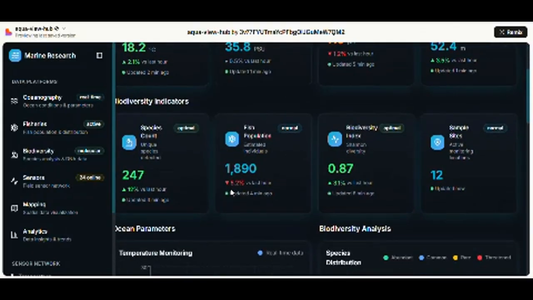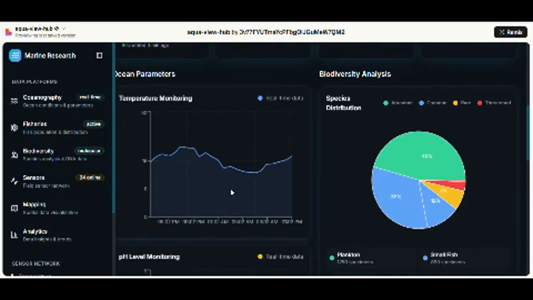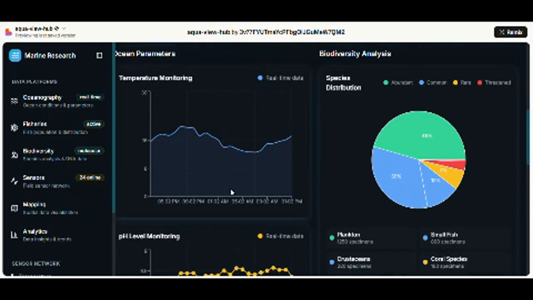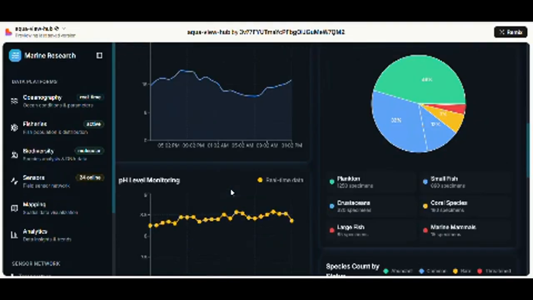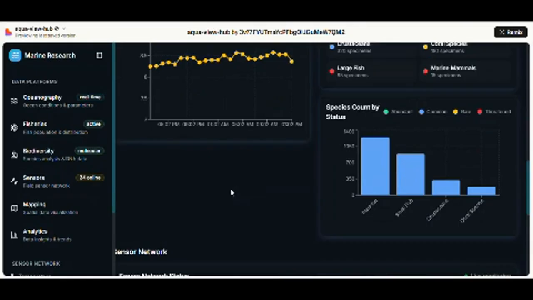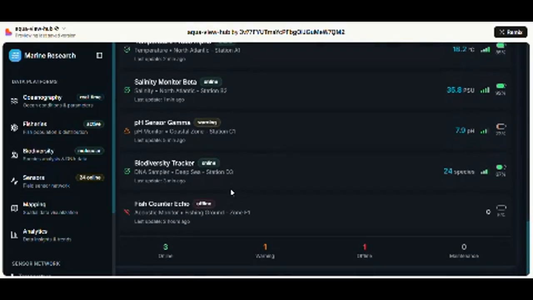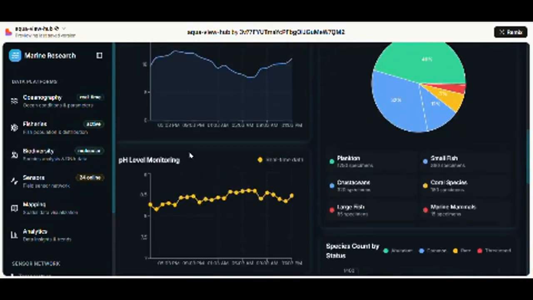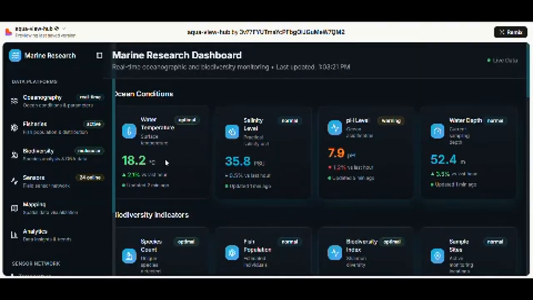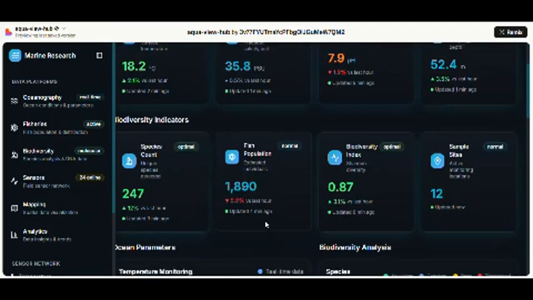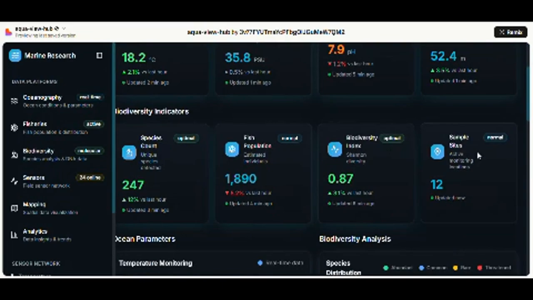Now going back to the main dashboard, we are left with the biodiversity dashboard. By clicking on the same, we can access the ocean conditions. Basically, it would demonstrate the ocean parameters. It would show us different parameters like water temperature, what the water level is at a particular location and time, and what the pH of the water is.